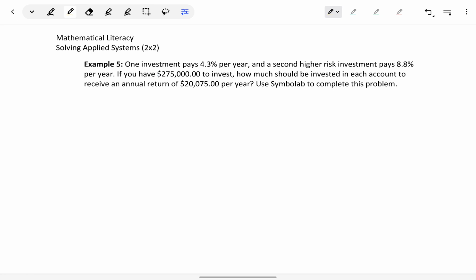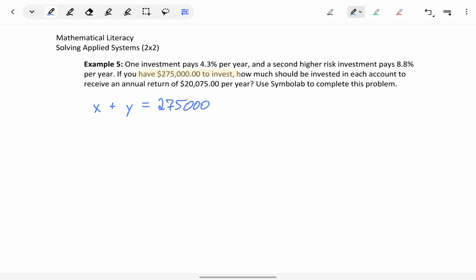Again, in my mind, the easier part to start with here is the total amount that we have to invest. Meaning however much we invest in the first account plus however much we invest in the second account has to total $275,000.